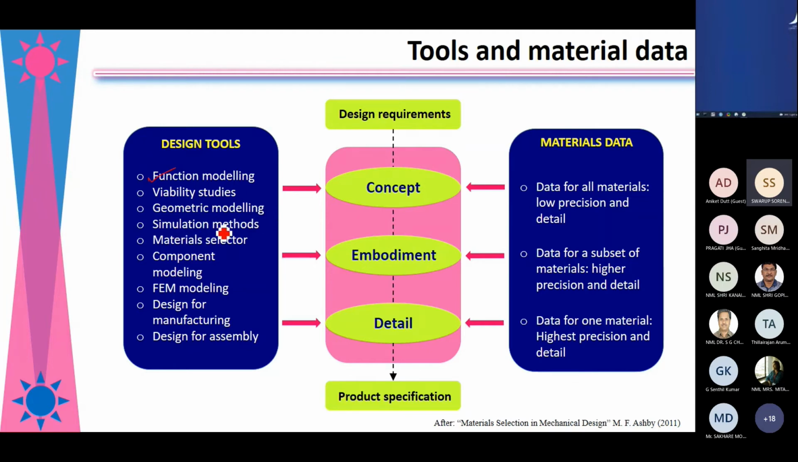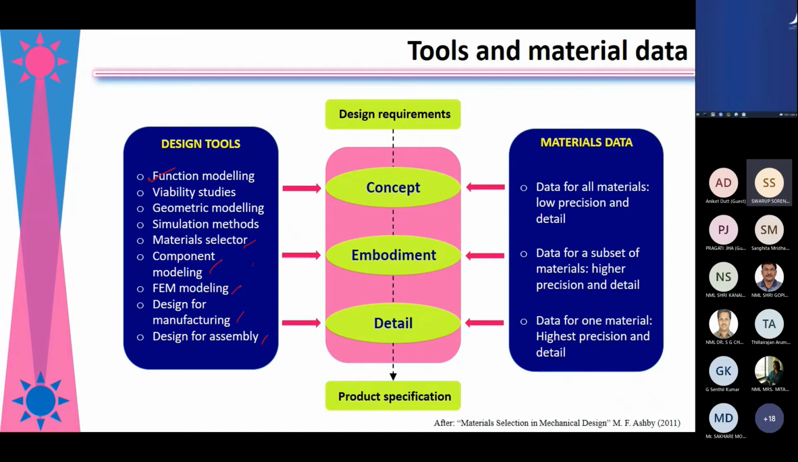You can have simulation methods applied to this. You can have material selector softwares. You can have component modeling. FEM analysis you can do to reach to some conclusion based on your ideas. Then design for manufacturing and design for assembly softwares you can use to reach to product specification from the design requirements. And you always will have materials data for all these steps of the development.